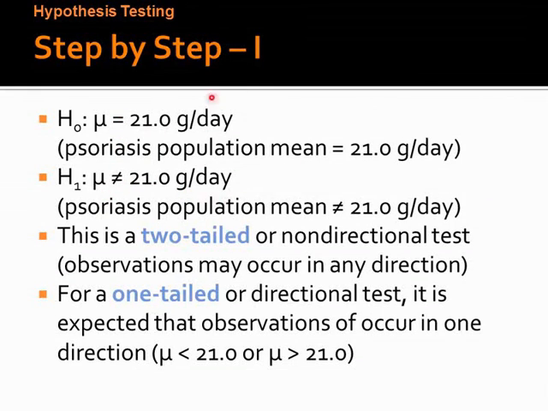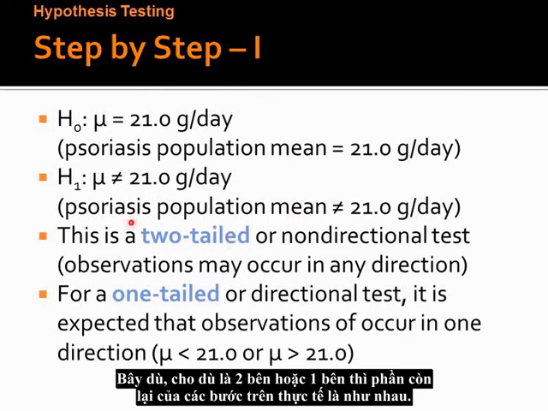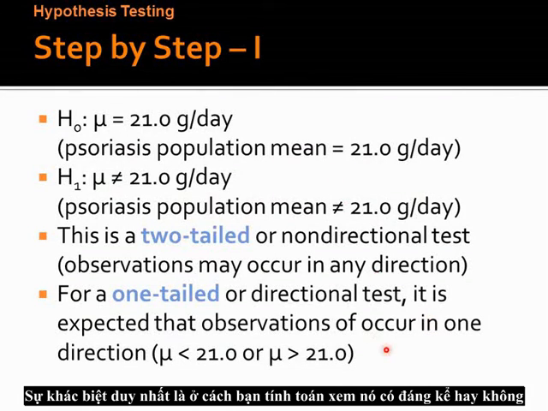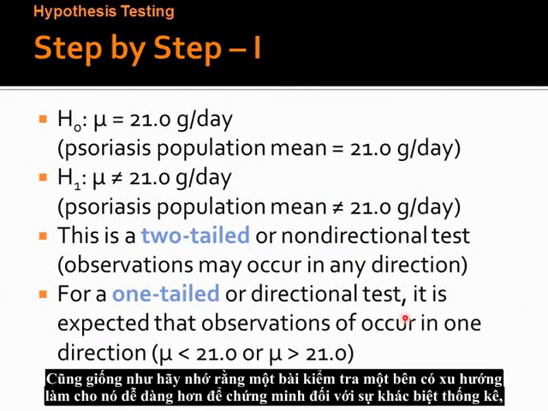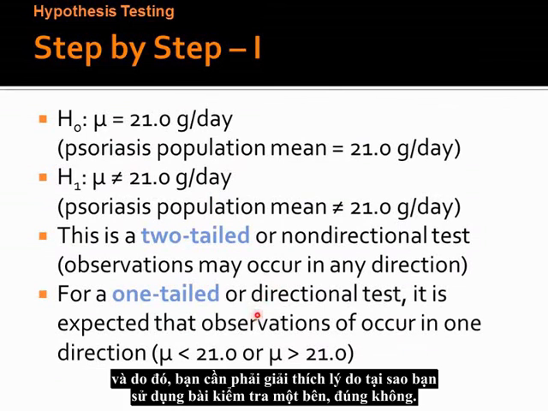So instead of equal and not equal, it will be less than or equal and greater than 21 grams per day. Now the rest of the steps, whether it's two-tailed or one-tailed, are actually about the same. The only difference comes in how you calculate whether it is significant enough to reject the null hypothesis or not. And we'll look at examples of that in the future. Just keep in mind that a one-tailed test tends to make it easier to prove statistical differences. And because of that, you need to justify why you are using a one-tailed test.